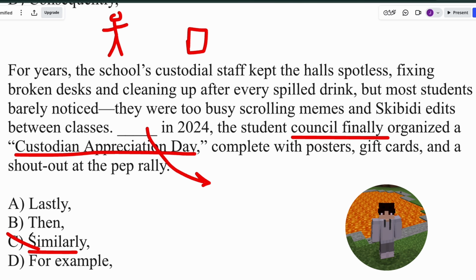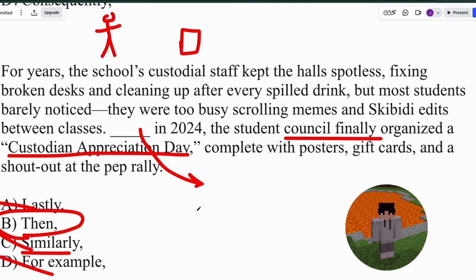Similarly, okay, that doesn't work. Then, okay, that probably works. Lastly, okay, that doesn't really work either because it's not like we're listing a bunch of stuff. For example, no, it's not an example of the first sentence. So yeah, then must be the answer. And you notice that was actually pretty simple because I predicted the answer before even looking at this.